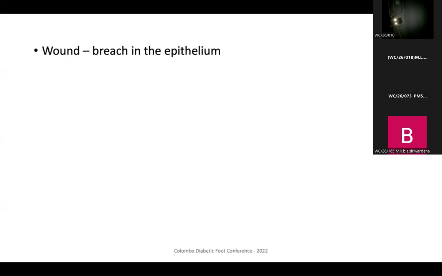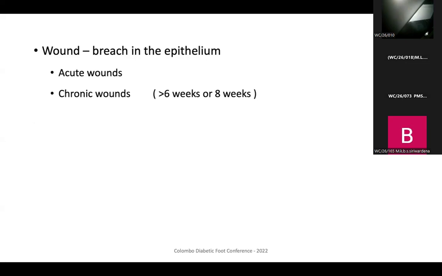Right. So basically, we must understand that a wound is basically a breach of the epithelium. We often talk about surface epithelium, which is more common for our chronic wounds. But if there's any breach in the skin defense, then that's a wound basically. There are normally two types: acute wounds or chronic wounds.